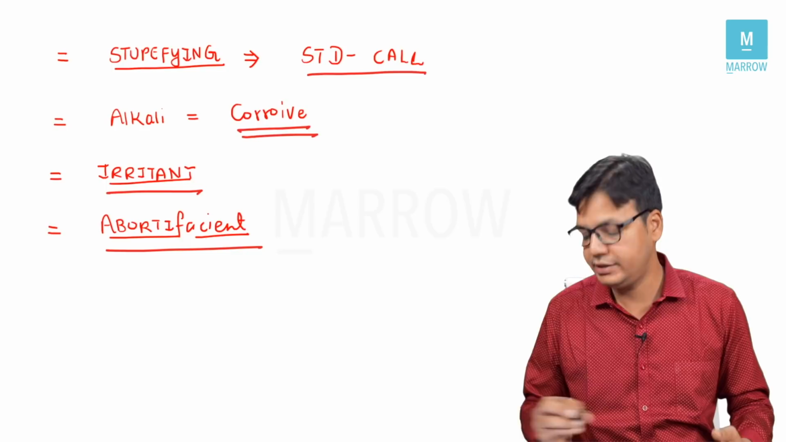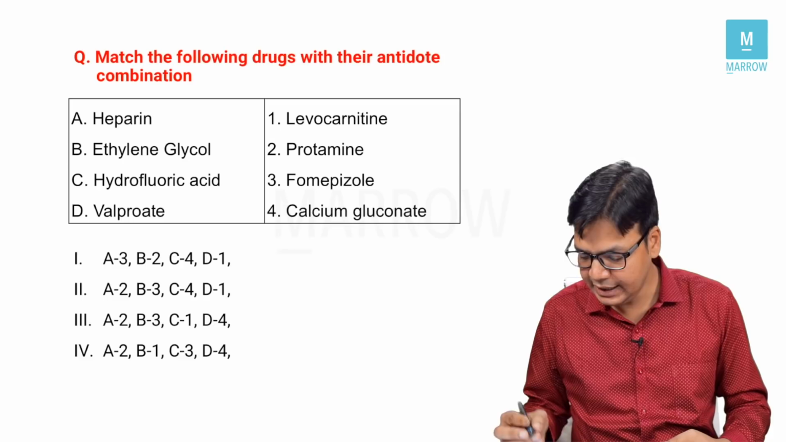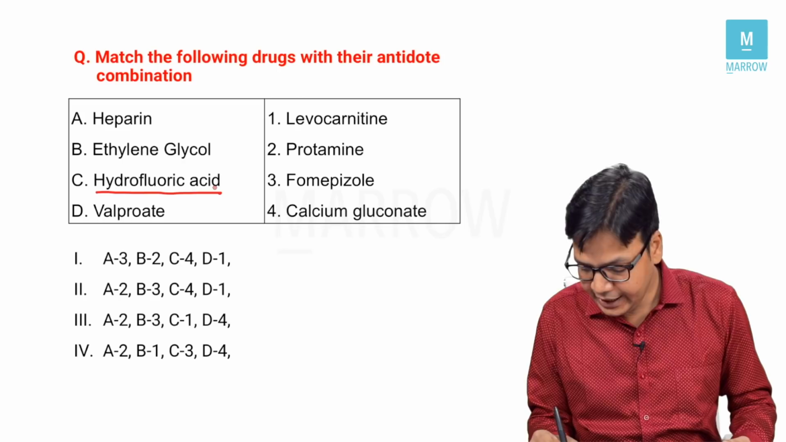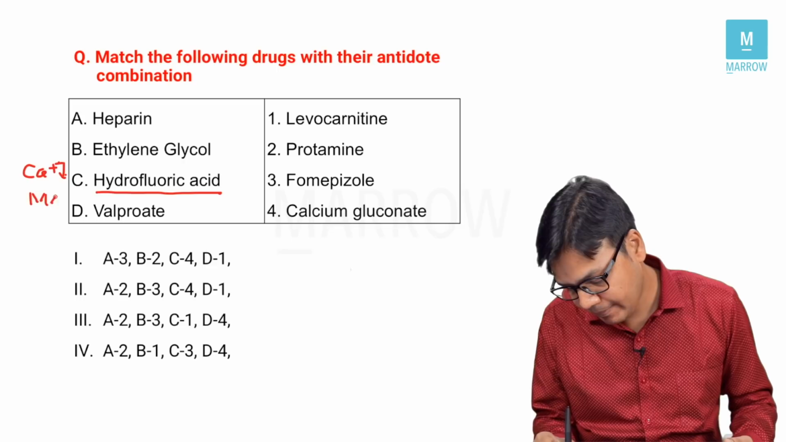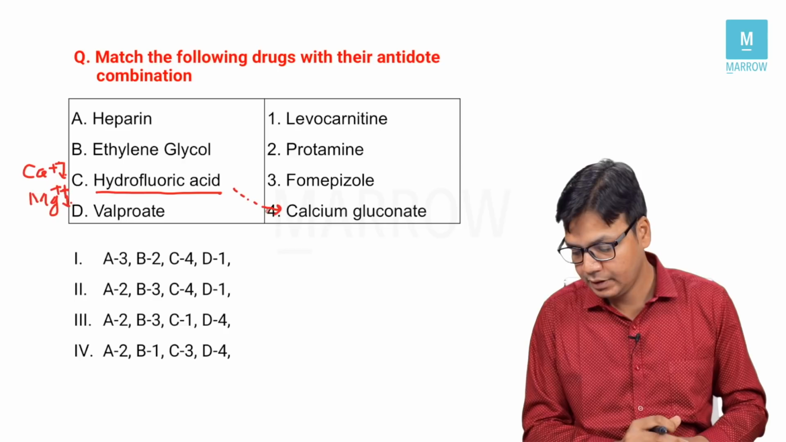Now, I think this is the last question. Match the following drugs with their antidote combination. Sir, you can see hydrofluoric acid. Yes, hydrofluoric acid, HF. It decreases calcium as well as magnesium. So, it causes hypocalcemia and hypomagnesemia. So, here the antidote will be calcium. Calcium supplementation has to be given.